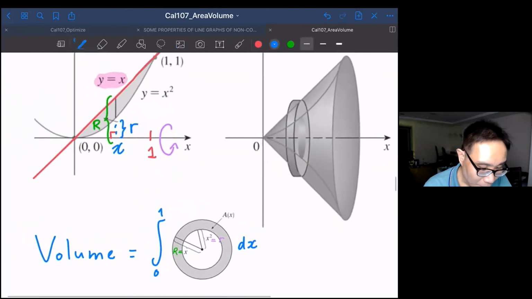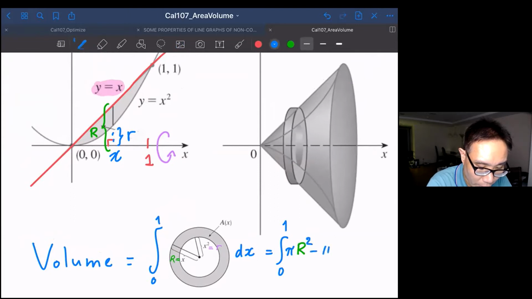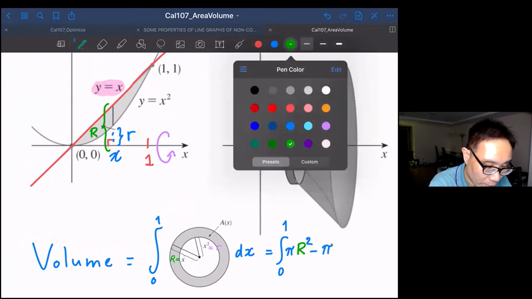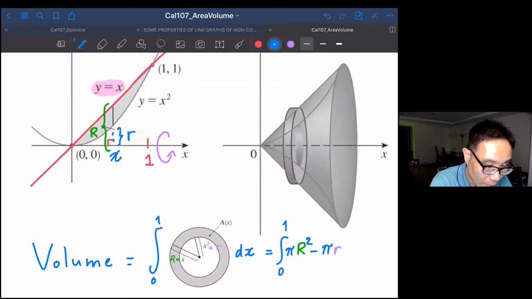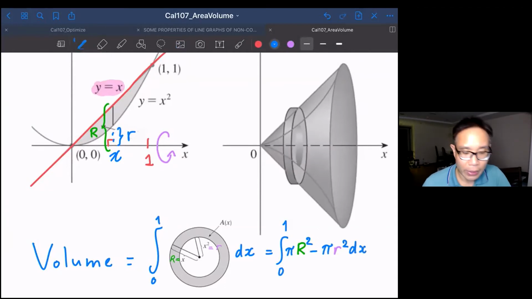And then you're going to set it up. So it's going to be the integral from 0 to 1 of what? Of pi capital R squared, and I use the green color for you, pi capital R squared subtract pi small r squared, dx. Okay, so this is how you obtain the solution.